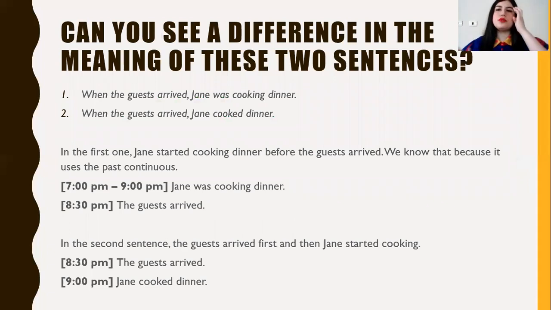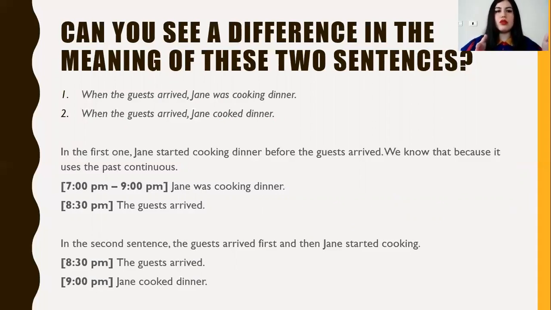So can you see the difference between these two sentences? When the guest arrived, Jane was cooking dinner. When the guest arrived, Jane cooked dinner. In the first one, we're using the past progressive in Jane was cooking dinner, so we're telling that the action of cooking dinner, she started before the guest arrived.